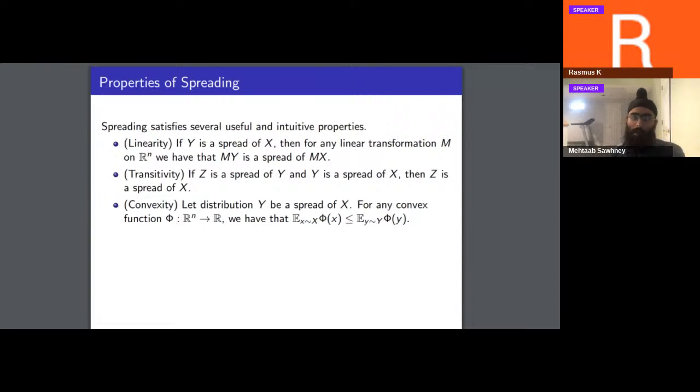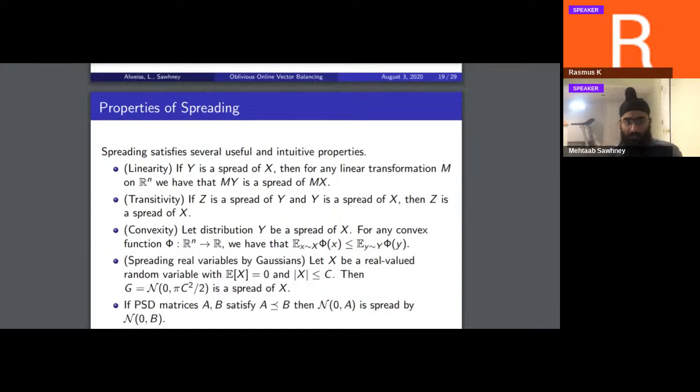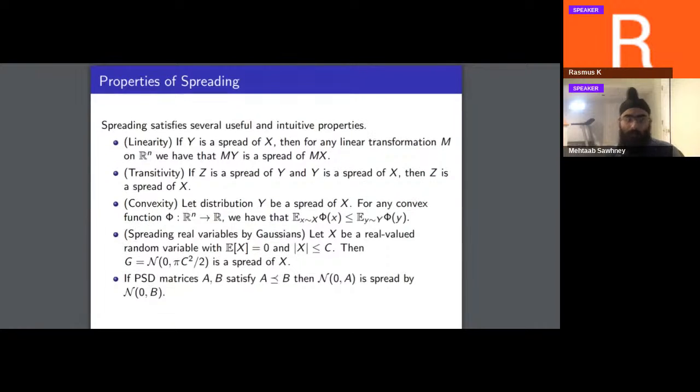What you do is you sample x and y simultaneously, and you use the coupling so that the expectation of y given x equals x. Then if you use Jensen's inequality, the property of convexity follows immediately. Next. And finally, we're going to use this notion of spreading to show that our distribution at time i is spread by some appropriate Gaussian. In order to do that, I need to say the word Gaussian somehow.